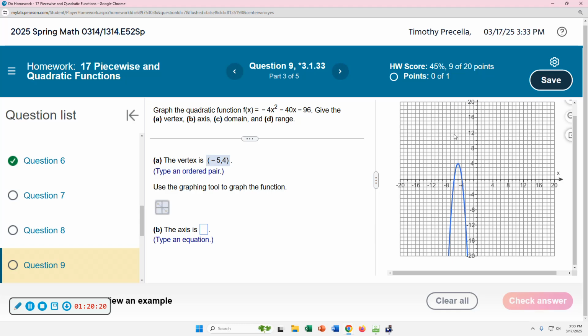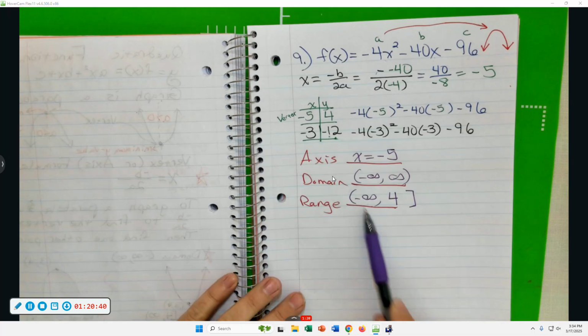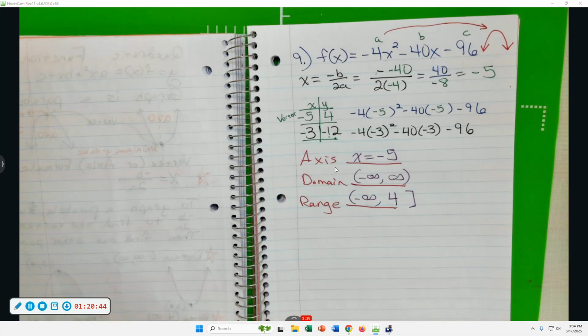Are there any other points up here that have y-coordinates bigger than 4? Or is any of the graph up here where I'm moving the mouse? No. The biggest y-coordinate on the graph is 4. So when we're writing our interval notation for the range, it has to be small to big. Negative infinity, comma, 4. Any questions there?